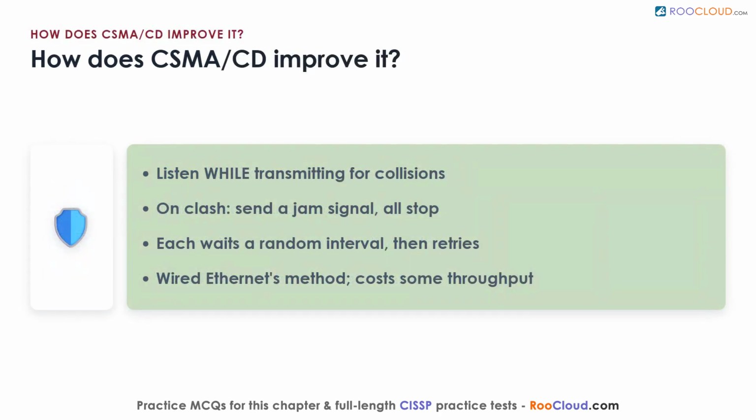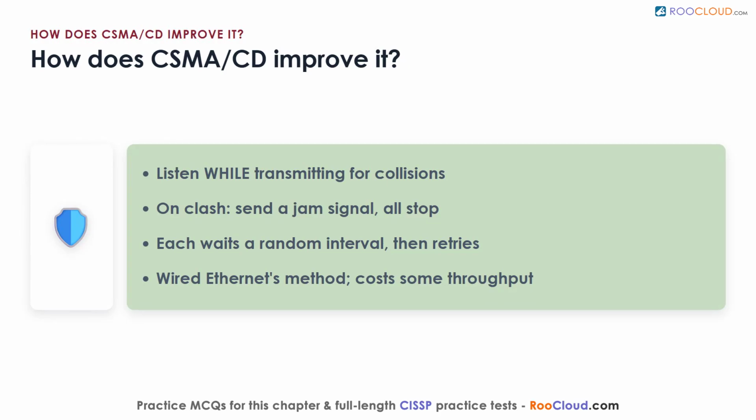By listening while it talks. This contention method starts the same way, sensing the medium and transmitting if it is free, but it keeps listening during transmission for signs of a collision. The moment 2 hosts clash, the sender broadcasts a jam signal telling everyone to stop. Each host then waits a random interval before trying again, which keeps them from colliding a second time in lockstep.